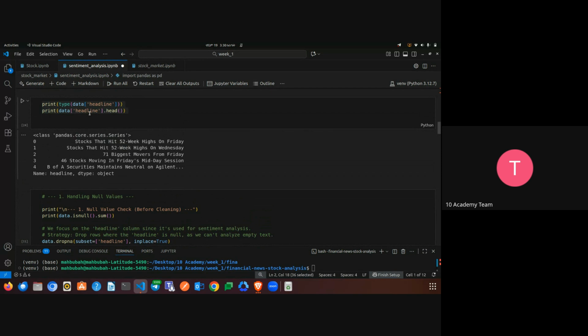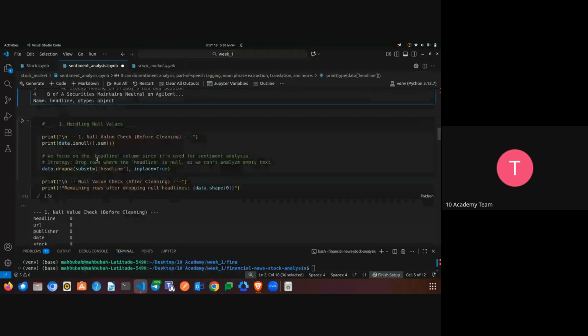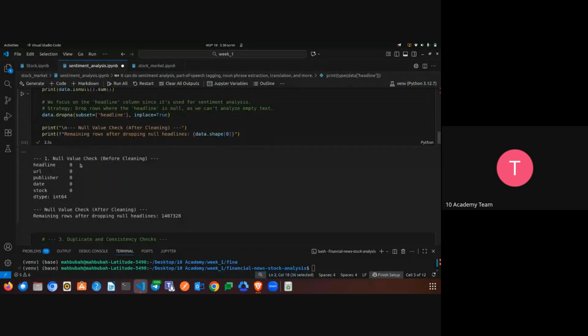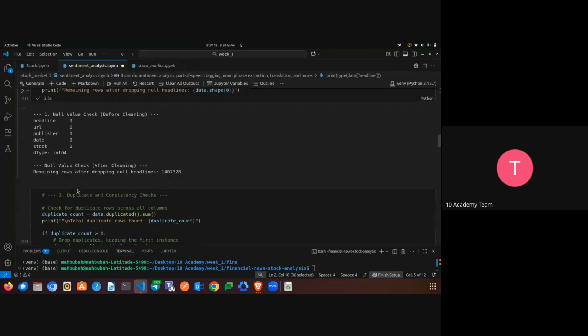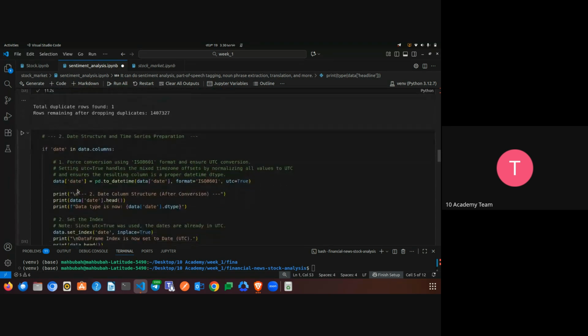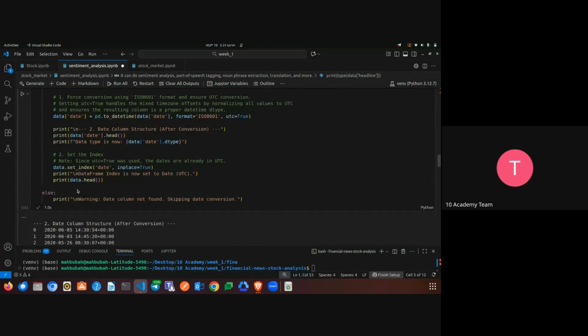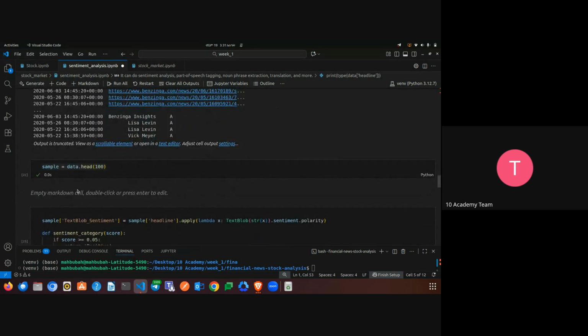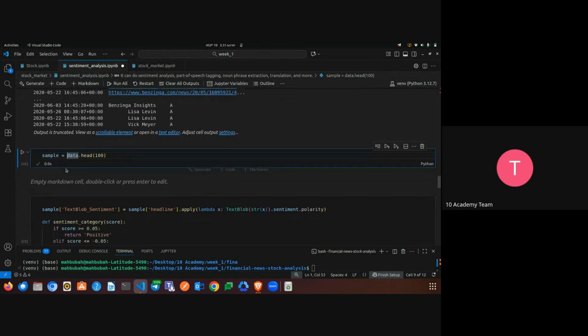So here I have only checked the headlines to see what kind of data it has. I have checked the null values if there are any, and I didn't get any with my data. The next thing I did was to check if there are any duplicates. As I told you, you will do any EDA that will be needed for your data based on your tasks. Then I have also converted the data structure. Then I used only 100 rows of data to complete this sentiment analysis.